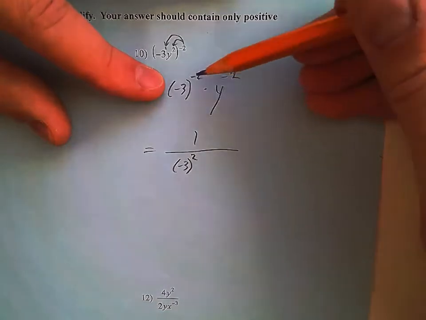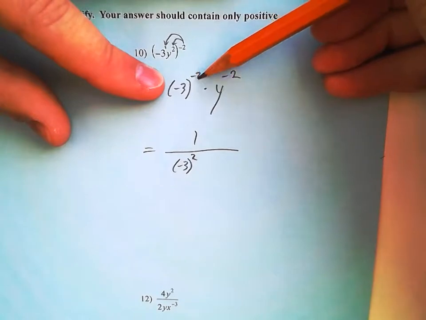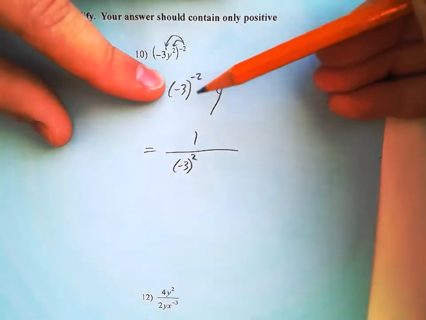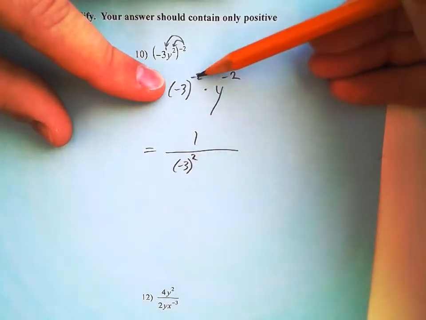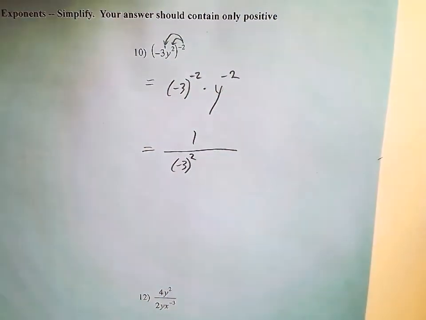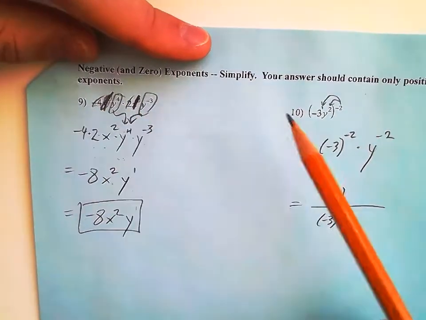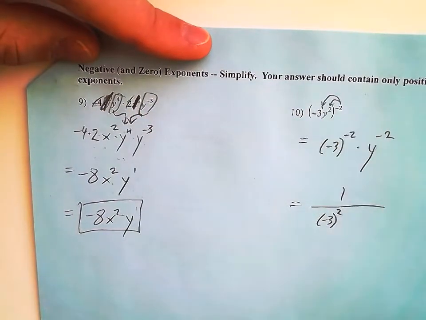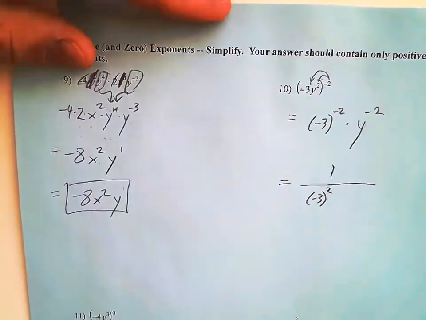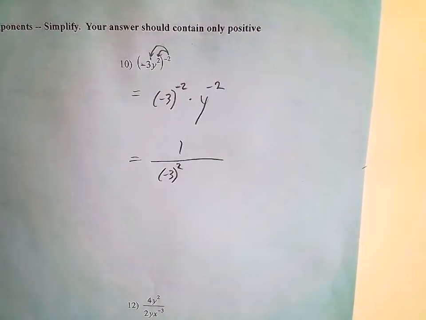Okay, the negative flips it. The 2's still there on the bottom. The negative's not still there because we flipped it. That's what the negative in the exponent did. Don't mix up negatives like this or like this with negatives in the exponent. Only flip it if the negative's in the exponent. A couple people were confused on that.